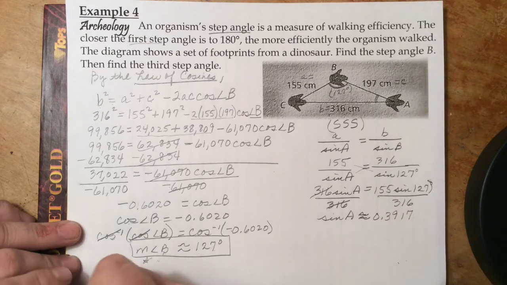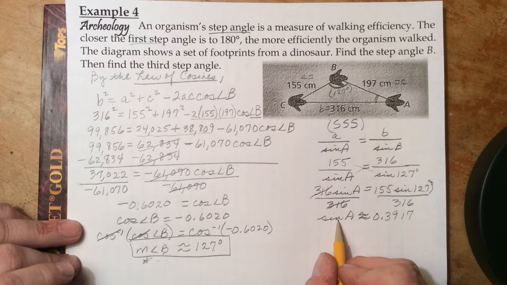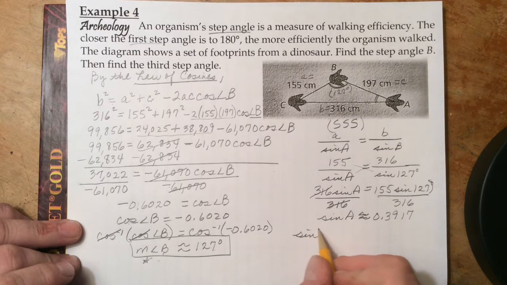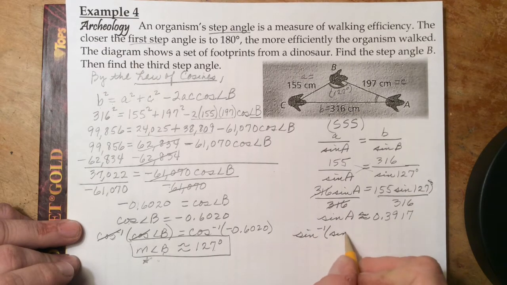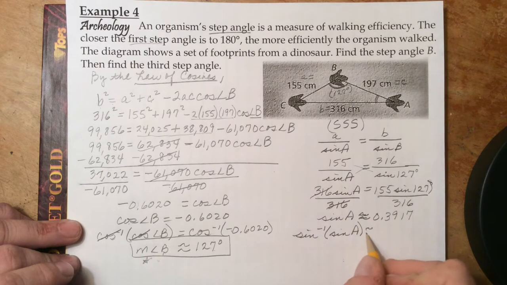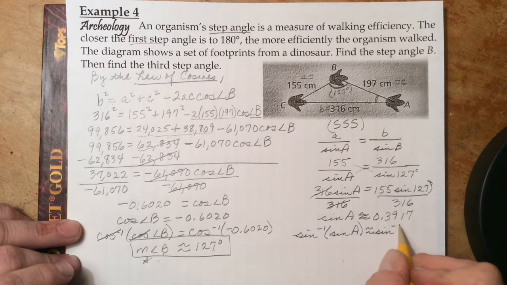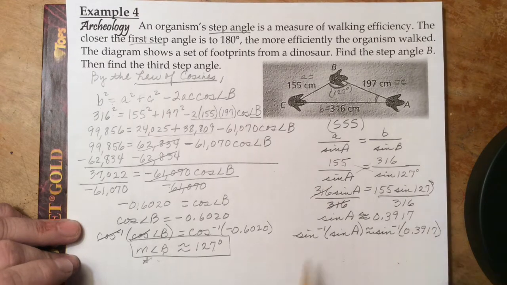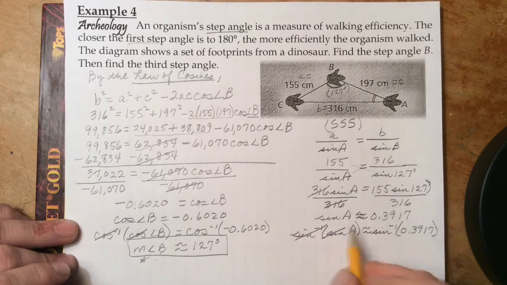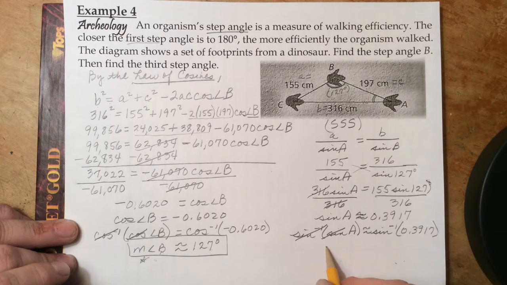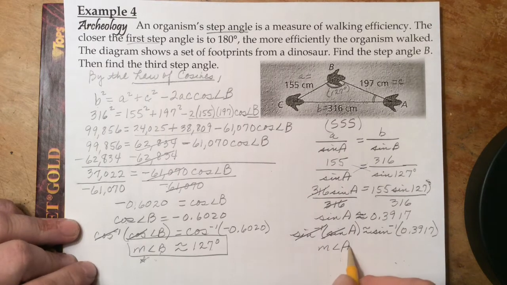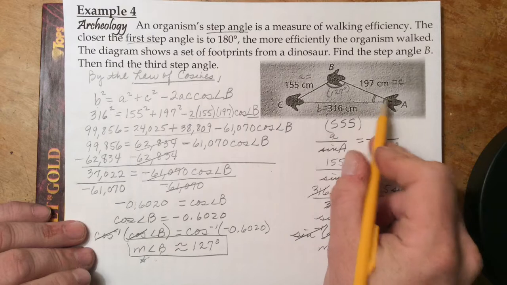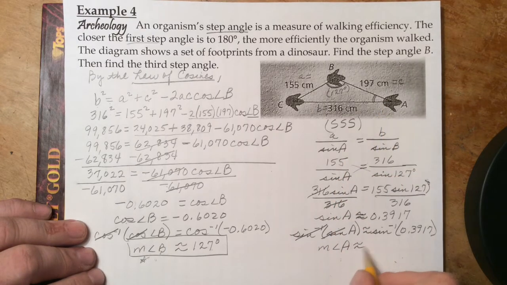0.3917. At this point, we need to get rid of the sine, so we take the arc sine of both sides to get rid of the sine. So the arc sine and sine cancel each other out, and we get the measure of angle A. Our third step angle, the one that was asked for, is about, the arc sine of 0.3917 is approximately 23 degrees.